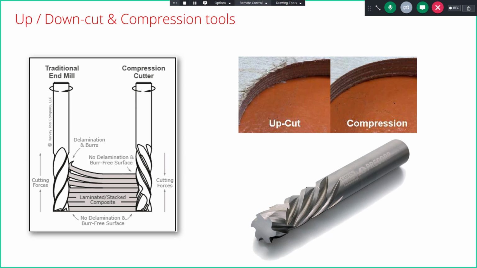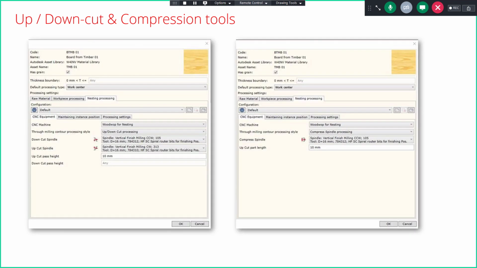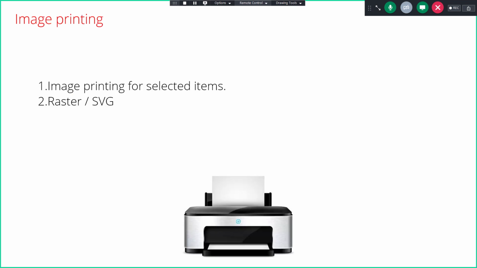So what can we do instead? We can use up cut and down cut spindles or compression tools. What they do is apply the cutting forces in the center of the cutting path. You can see that we have options to choose the down cut spindle and the up cut spindle on the left, and in case you're using a compression spindle, it's enough to just pick this compression spindle.